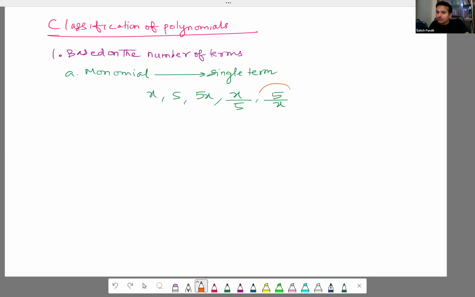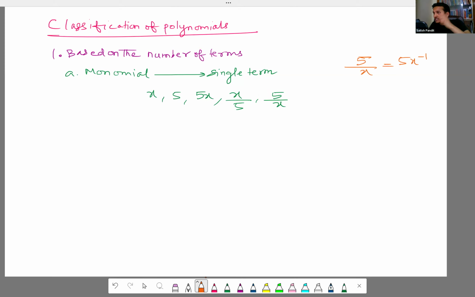See, first of all, this has to be a polynomial to be called a monomial, right? Because we are classifying polynomials. See, 5 by x means what? 5 by x, I can write as 5 into x power minus 1. How can I write like that?